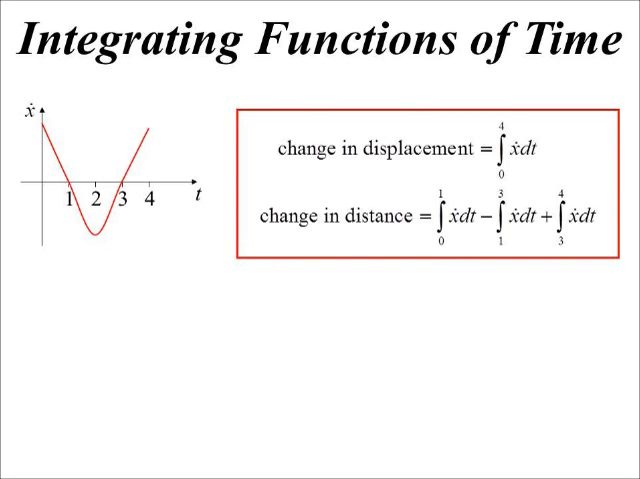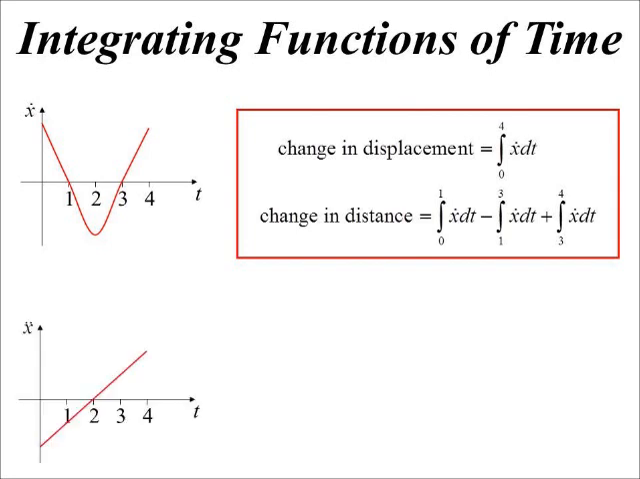So again, I guess to summarize all of that, if we're finding change in displacement, that's the complete integral from starting point to end point. Whereas if it's change in distance, we have to break the velocity graph into above the axis, below the axis, and add the different areas together.